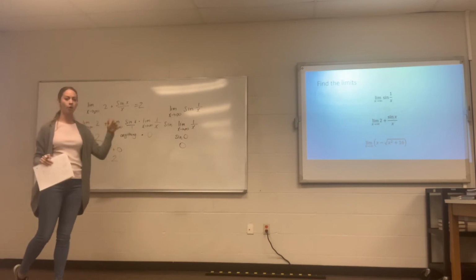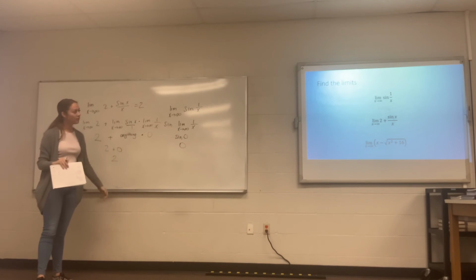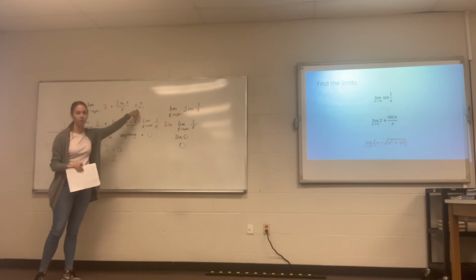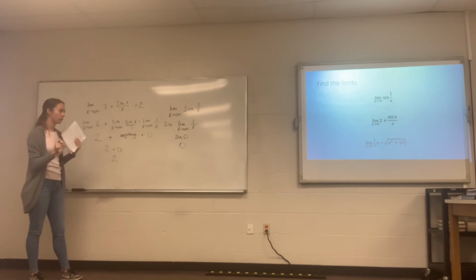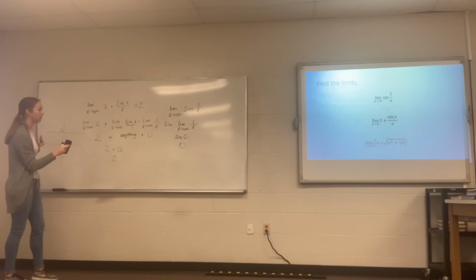So my limit for this equation would be 2. And if I typed that whole thing in graphically, I would see as I'm going out to infinity, I'm approaching a horizontal asymptote of 2. Okay, let's go ahead and do this last one.